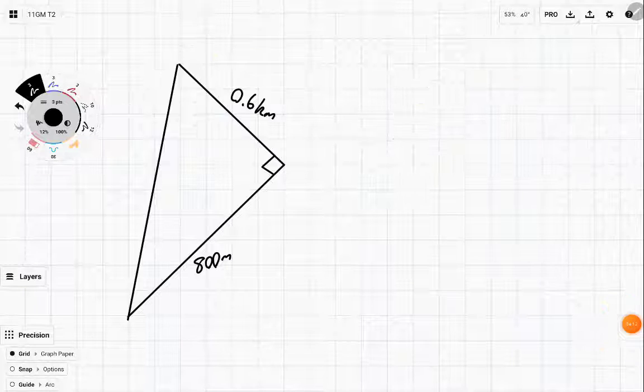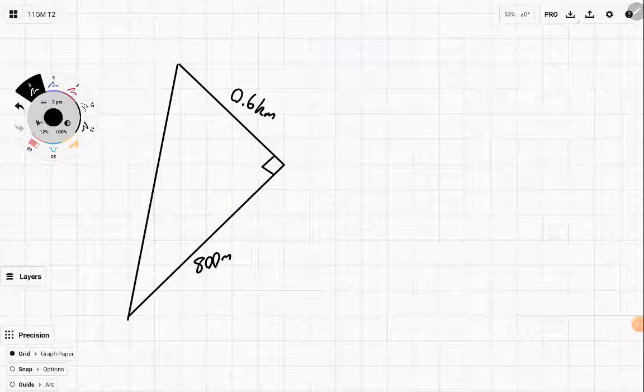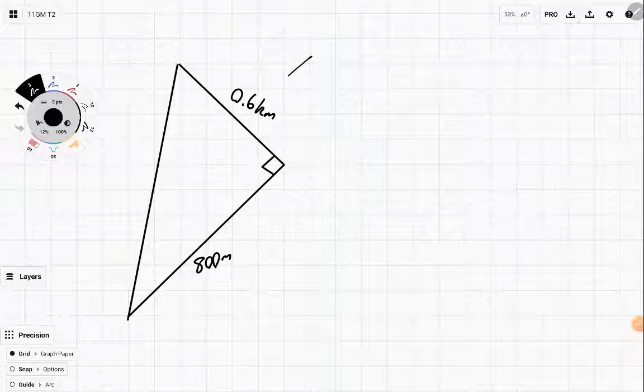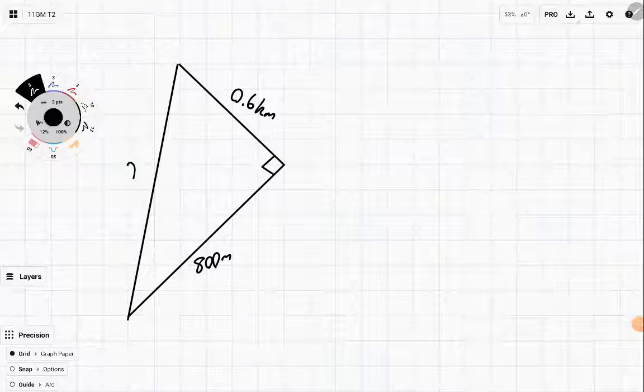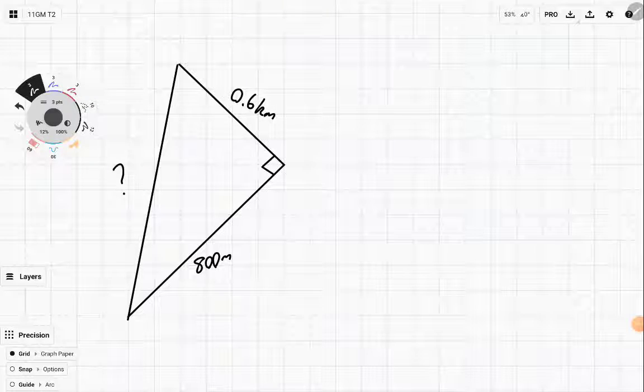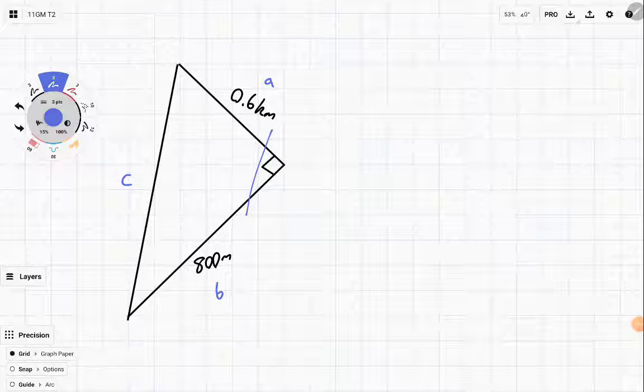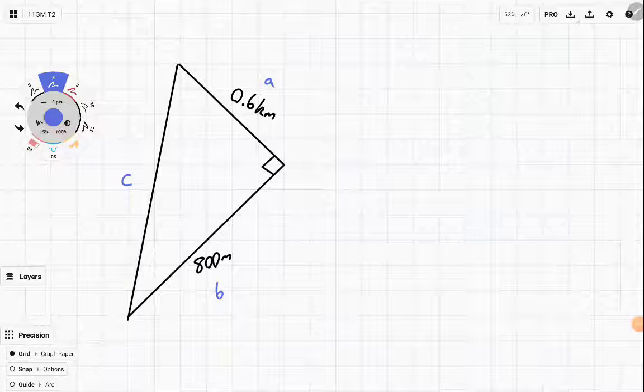Alrighty, let's have a look at this triangle. This triangle here has got 0.6 kilometers along this edge and 800 meters on this length, and we are looking for the third side, which is once again the hypotenuse. So this is definitely going to be C, this is A, and this is B. But most of you should have alarm bells ringing. Why? The units are not the same, and we cannot do any of this sort of maths unless the units are all the same. So we've got to make a choice. Do we want to find everything in kilometers or in meters? In this case, let's get rid of the decimal. So I'm going to convert 0.6 kilometers into meters. We do that by multiplying by 1,000, which gives us 600 meters.